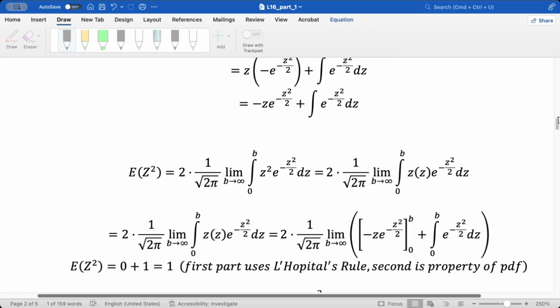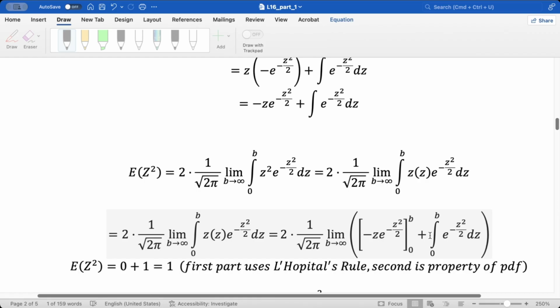So even this is a little bit messy. Certainly this is beyond the scope of anything I test you on, but I just want to give an idea of where this stuff is coming from. You have to do L'Hopital's rule on the first expression to get a limit of 0. If b is going to infinity here, we have a negative infinity term here. We have e to the minus infinity, which is 0. So you have a 0 times infinity situation there. You have to do L'Hopital's rule.